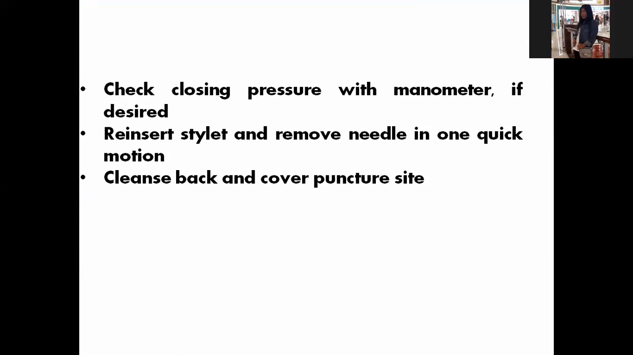Reinsert the stylet and remove the needle in one quick motion. After reinserting the stylet, we have to remove the needle in one quick motion. There should not be any delay, and do not remove the needle without inserting the stylet. Reinsert the stylet you had taken out, and then remove the needle in just one quick motion.